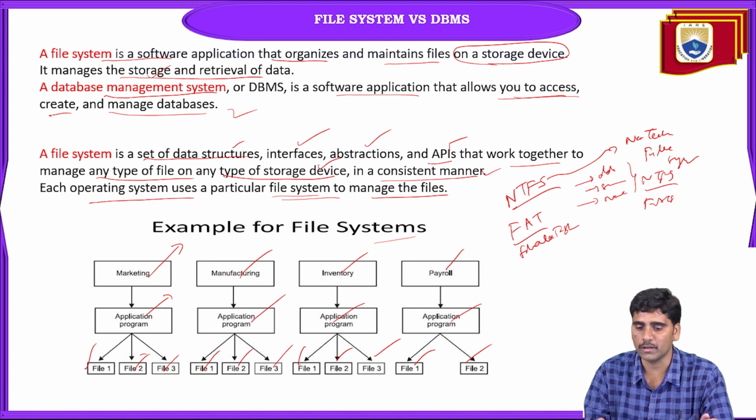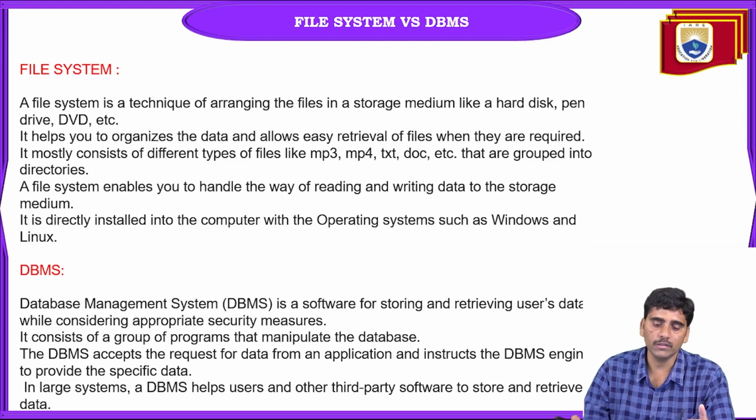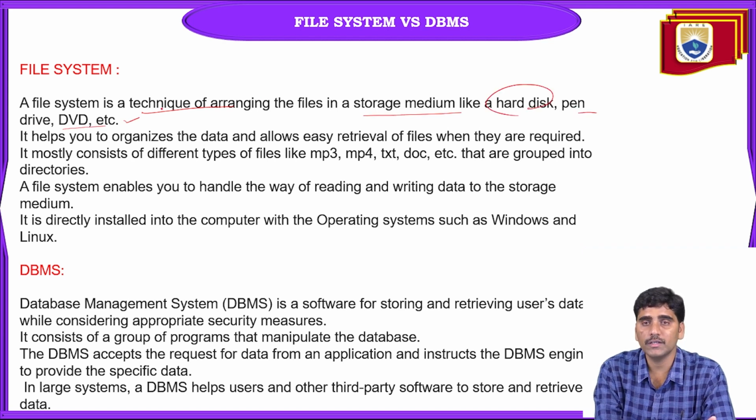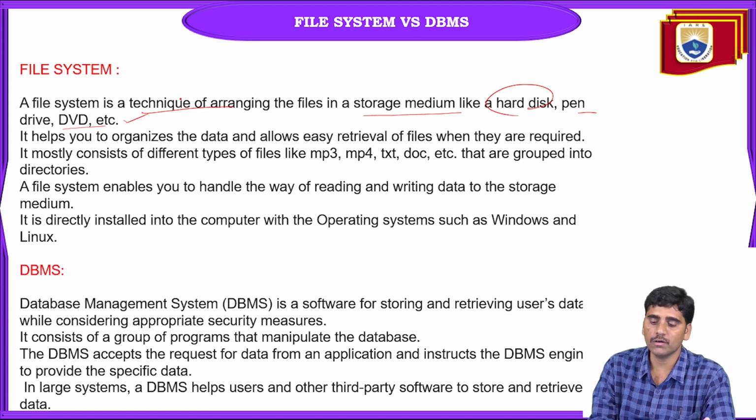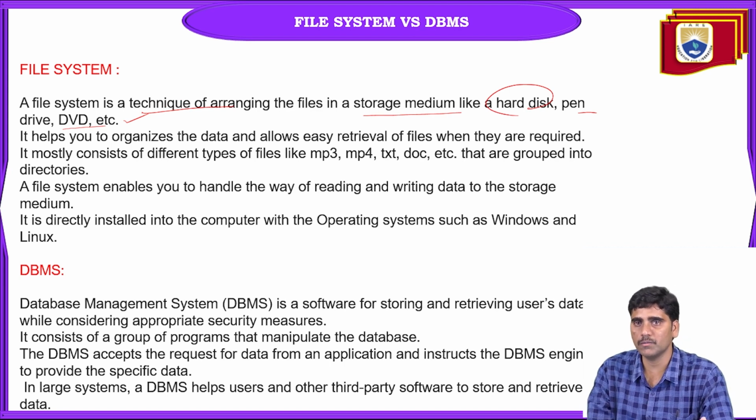So the file system is organized in a consistent manner, and it identifies, organizes and manages all the data in a consistent manner. Here, a file system is a technique for arranging the files in a storage medium like a hard disk, pen drive, or DVD, etc. So for all of these, you are able to store the data. File system is a technique of arranging the files, of how you are going to arrange the files.